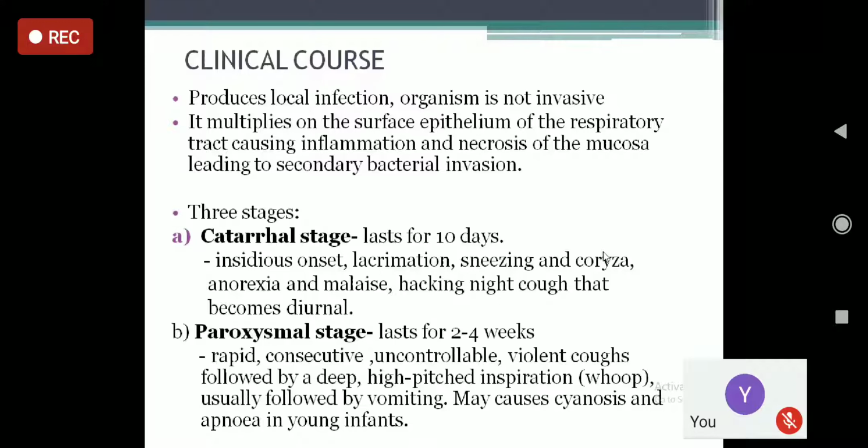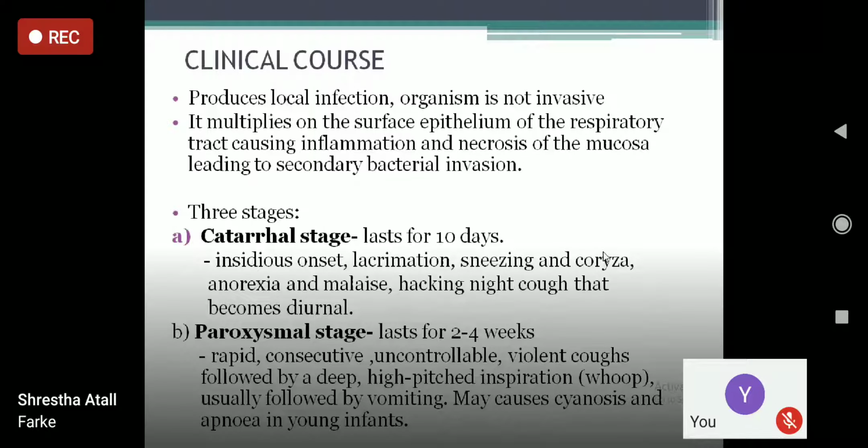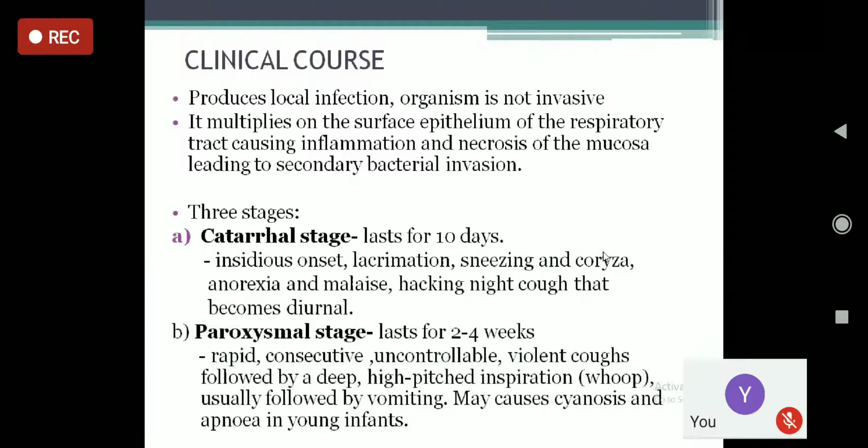Because of the respiratory tract infection there is nasal discharge, and then there will be difficulty in breathing also, because there will be swelling of the trachea, larynx, and pharynx, that is coryza. And there will be anorexia and malaise, meaning the child will not feel like eating. Anorexia, loss of appetite. And malaise, the child will feel very fatigued, very sick. And hacking night cough that becomes pneumonia. So especially this pertussis whooping cough, it occurs at night, but slowly the child starts coughing at daytime also.